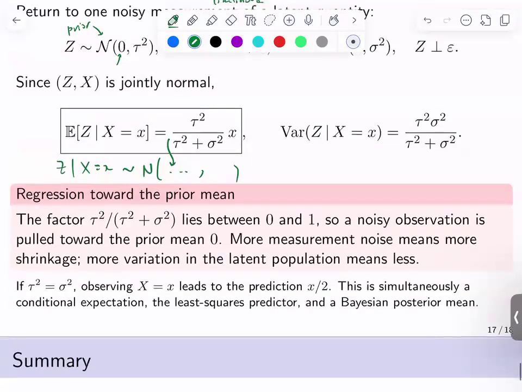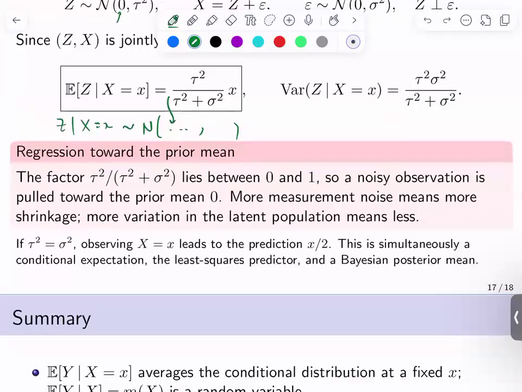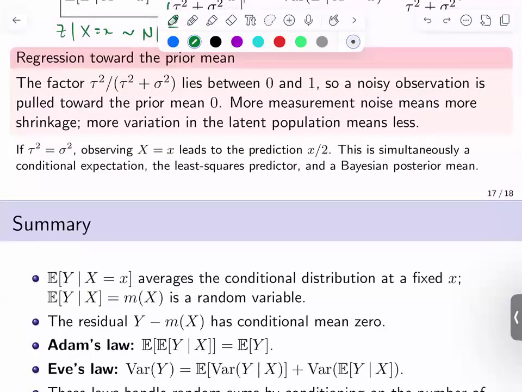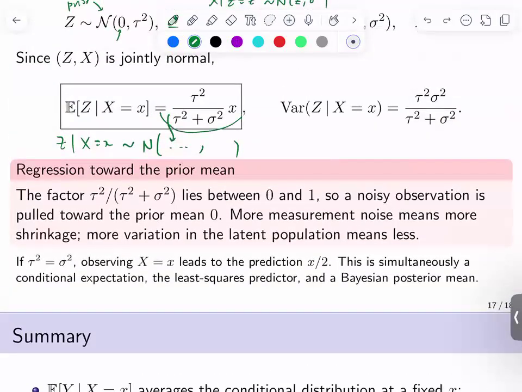So more measurement noise means more shrinkage. So if you have more noise, this would be smaller. If you have more variation in the prior, this would be larger, so they would shrink less. So this quantity is many things. It's the conditional expectation. It's also the least squares predictor, or the best predictor in this case, and also it's the Bayesian posterior mean. The posterior here would be the distribution of z given x, and it's the mean of that distribution.